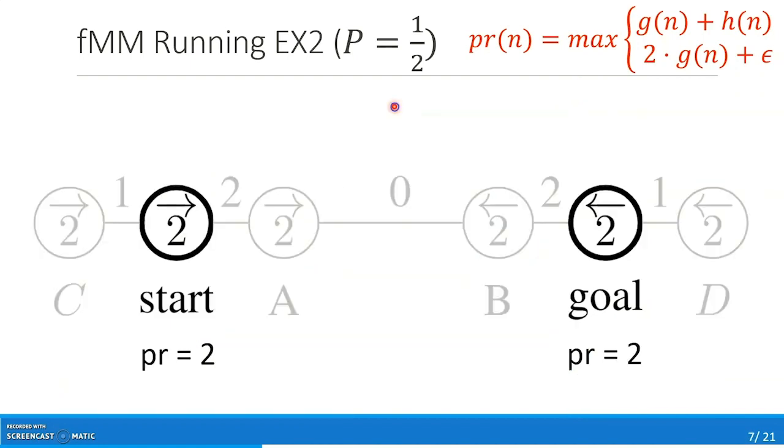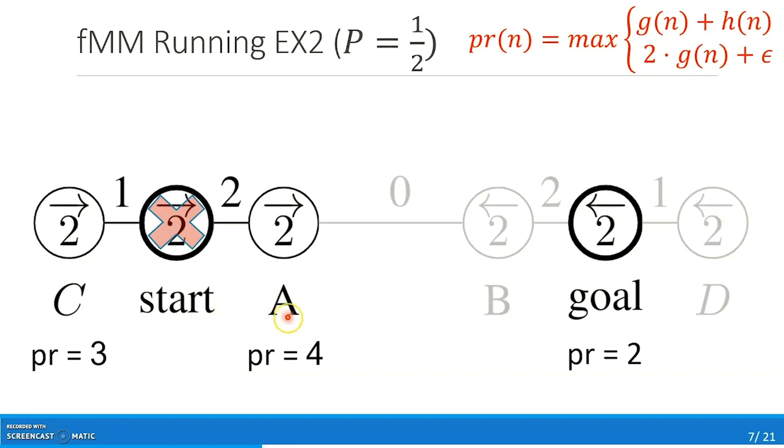In this example, not all edge costs are equal to 1, and the edge costs are written above the edges. For example, the edge between A and B has a cost of 0, which is also the minimal edge cost. So at the beginning of the search, start and goal both have a priority of 2 due to their f values. So start can be expanded, and A and C are generated. A has a priority of 4, and C has a priority of 3, and the priority is induced by their f values. Now goal has the minimal priority, and it is therefore expanded.